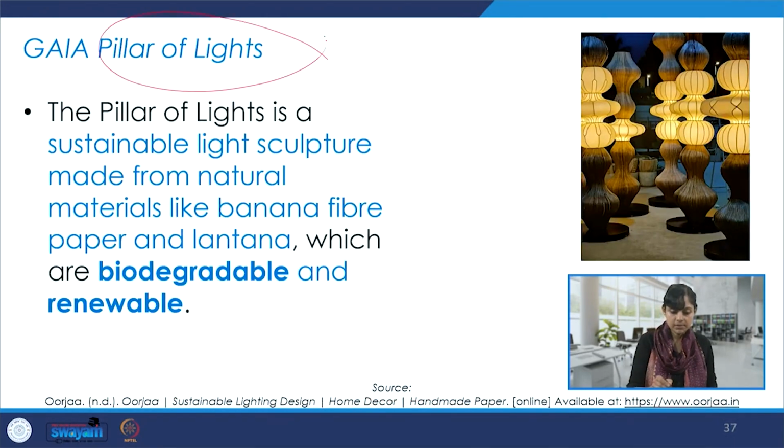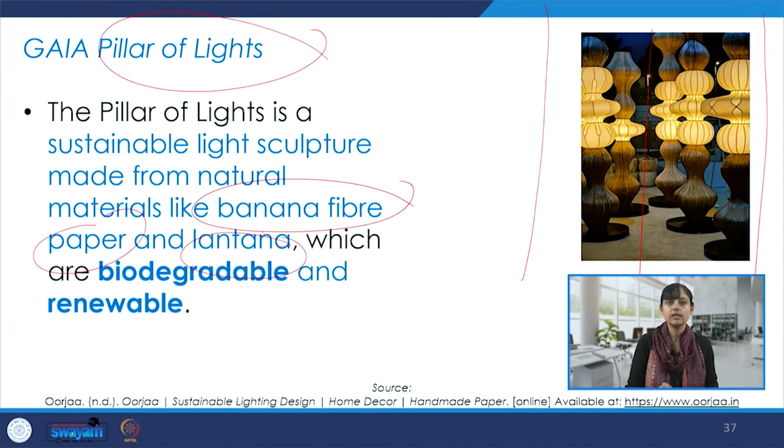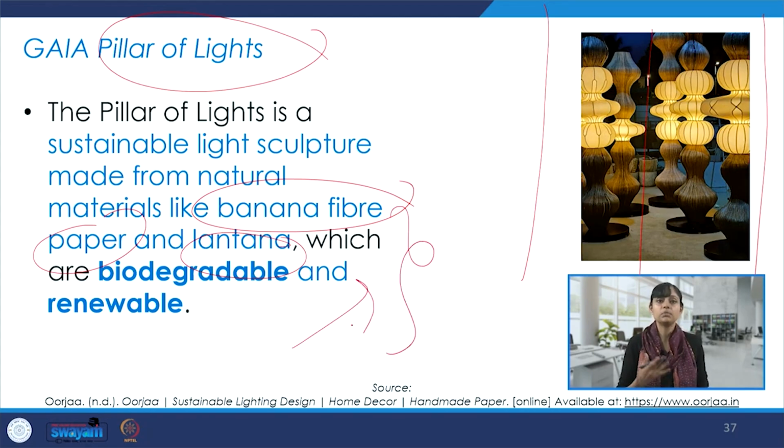Then this interesting pillar of lights design over here. So it is a sustainable light sculpture made from natural materials like banana fiber, paper, lantana again, and these are biodegradable and renewable. So that's the advantage and that's the buzz and the plus point.